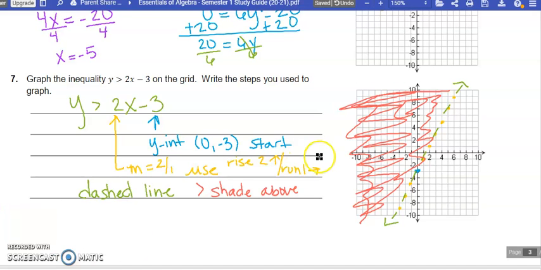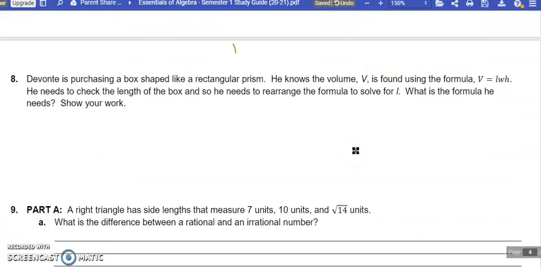Okay. Looking at number 8. Devontae is purchasing a box shaped like a rectangular prism. He knows the volume is found by using the formula V equals length times width times height. He needs to check the length of the box, and so he needs to rearrange the formula to solve for L. What is the formula he needs?